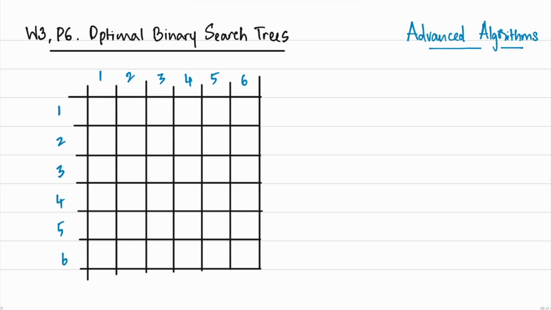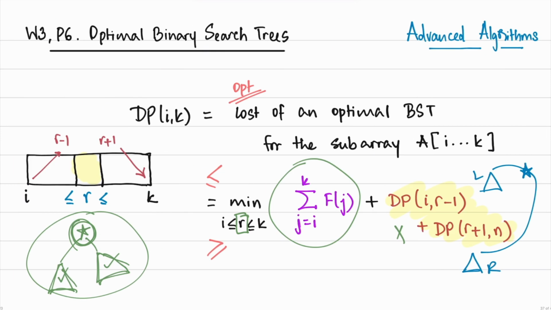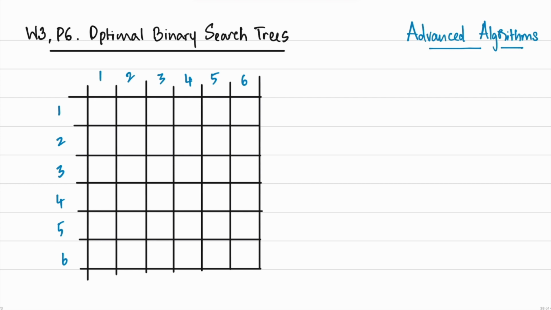So here's a 6x6 DP table. This is when n equals 6, and let's say we are focused on the subarray between 2 and 5. So we are trying to calculate the DP table entry that's out here. And let's think about what are all the table entries that we would have to look up to support our calculation, right? So the root could be 2, 3, 4, or 5.